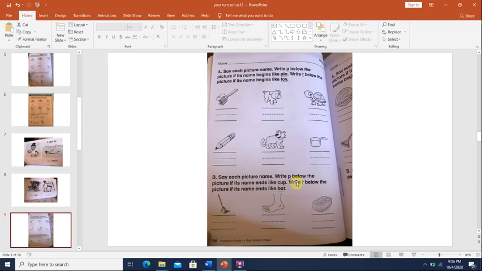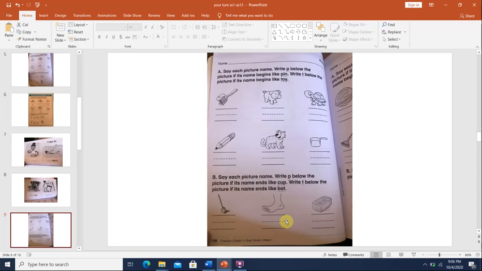It says here, say each picture's name. Write P below if the picture ends with P, and write T if the picture ends with T. Okay, here we have a mop. If we say the word mop, what do you hear in the end? We hear P. So we will write P.